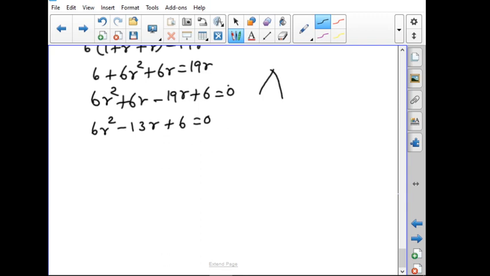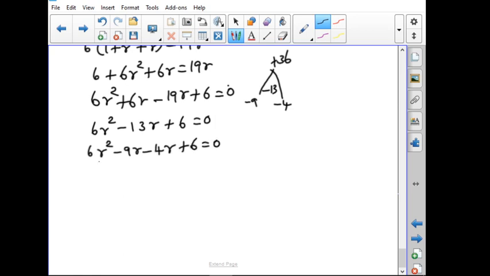So, the multiplication is what? 6 times 6 is plus 36, and the sum is what here? Minus 13. So, the factors are minus 9 and minus 4. The product is plus 36, and adding gives minus 13. So, we can write 6R squared, in the middle term, like this: minus 9R minus 4R plus 6 equal to 0.